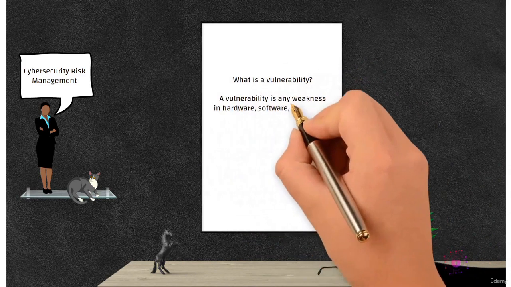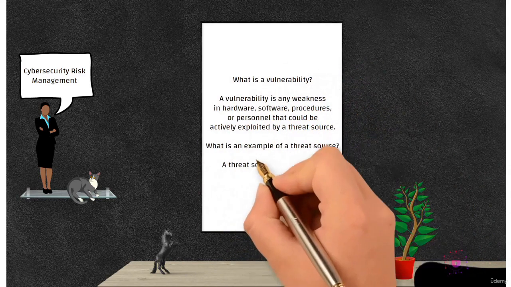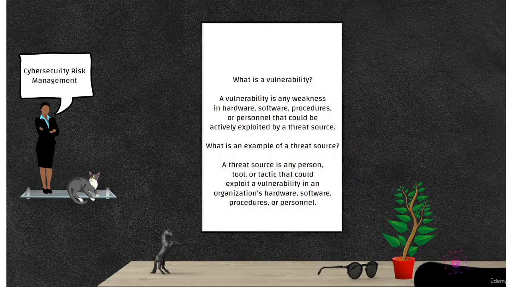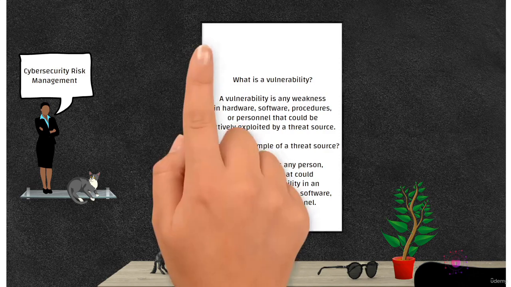What is a vulnerability? A vulnerability is any weakness in hardware, software, procedures, or personnel that could be actively exploited by a threat source. What is an example of a threat source? A threat source is any person, tool, or tactic that could exploit a vulnerability in an organization's hardware, software, procedures, or personnel.